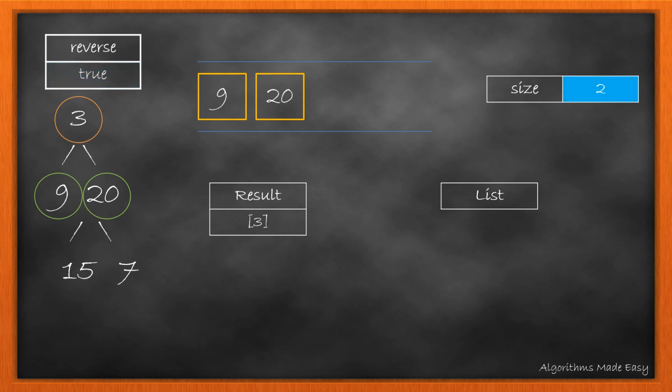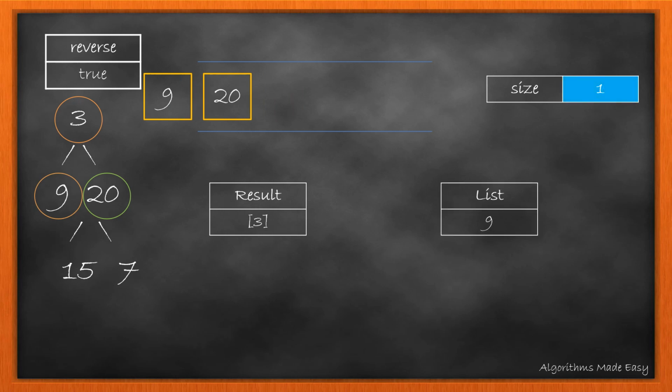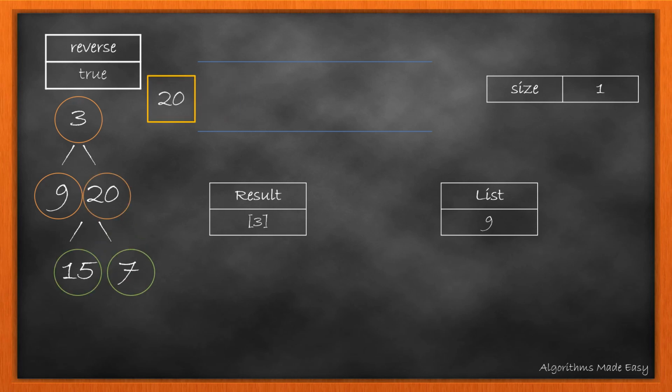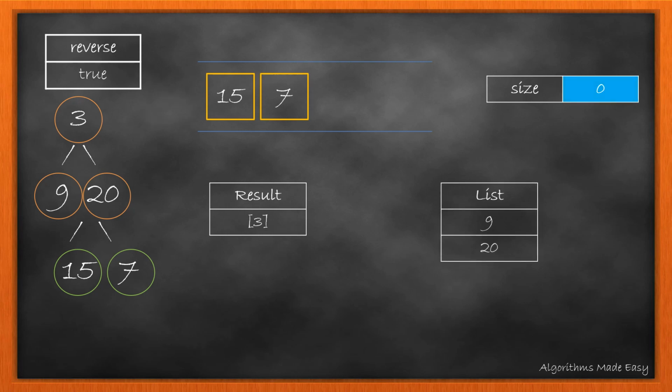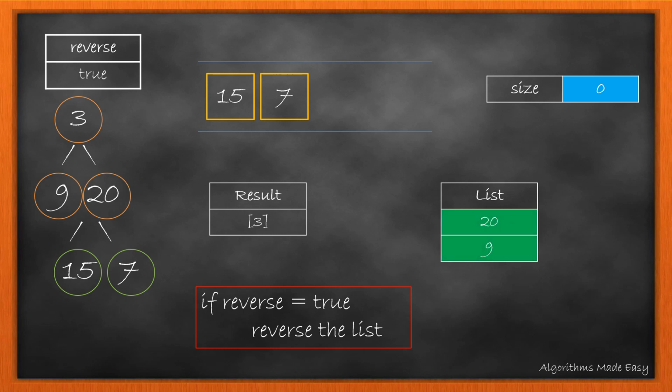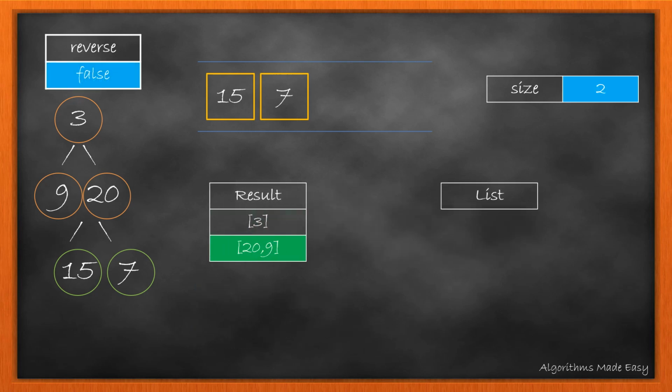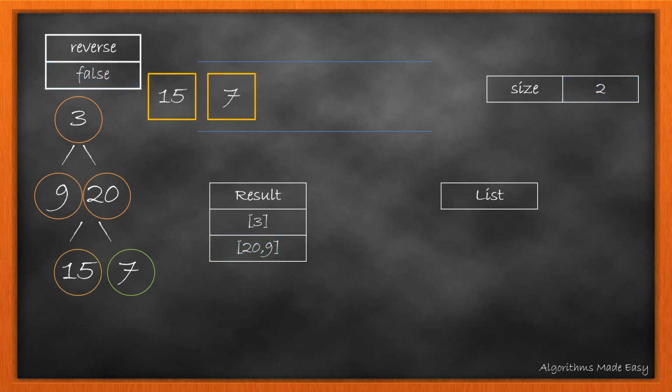The size variable becomes 2 now. We again remove the element, decrement the size and add the value into the list. As 9 has no child, we move ahead. We remove 20 from the queue and add its child nodes. At the end, we add 20 into the list. As the reverse flag is true, we reverse the list, then add it in the result and flip the reverse flag. Now size becomes 2 again. We follow the same procedure till the queue is not empty.